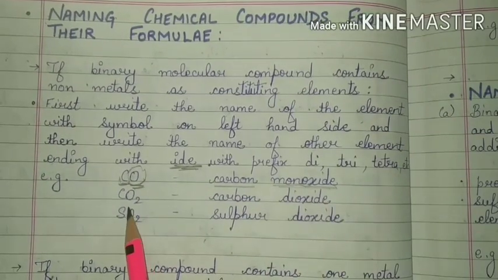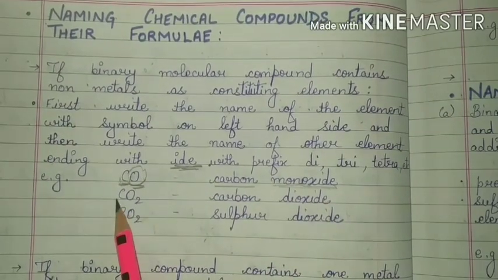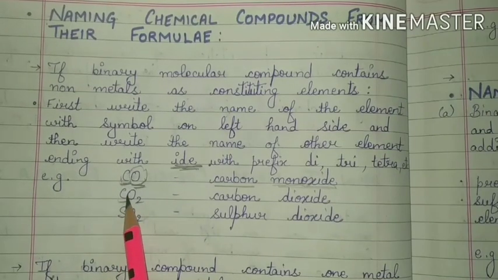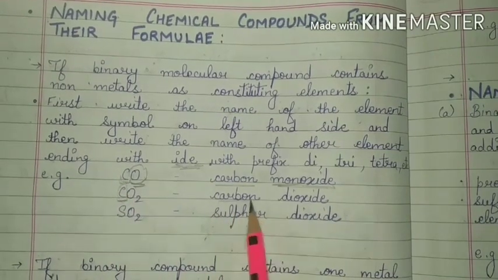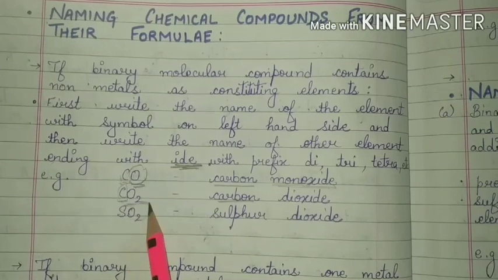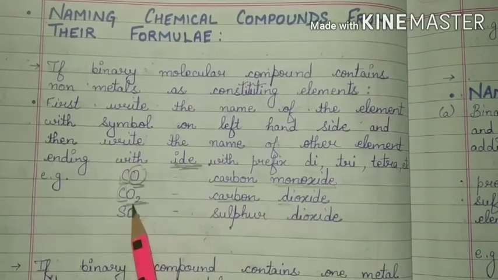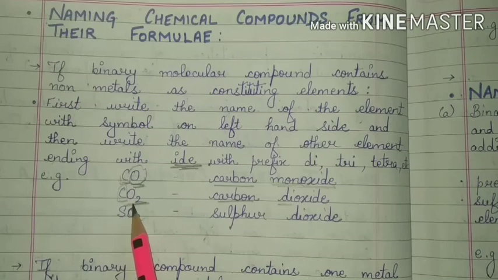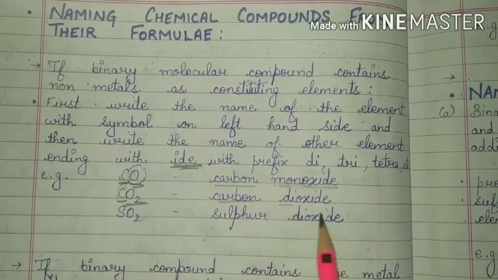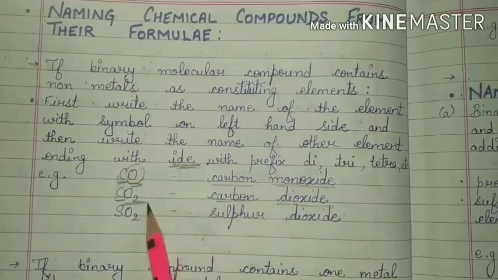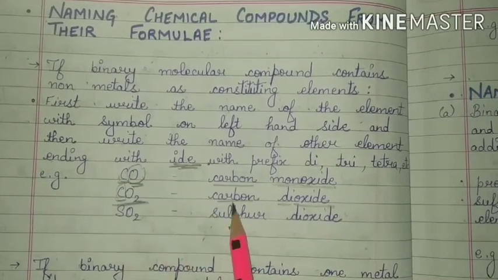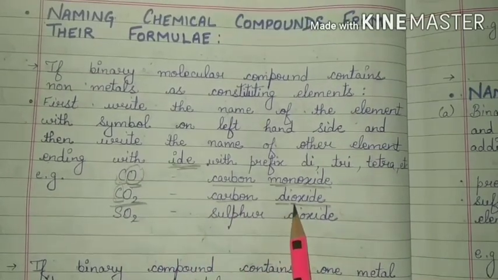Same is the case with the CO2. Firstly, on the left hand side, C is there. For this, we have to write down carbon, and here 2 oxygen atoms are there. So prefix will be di, and oxygen's name must end with the ide because it is on the right hand side. So its name is oxide, and full name of this formula is carbon dioxide.